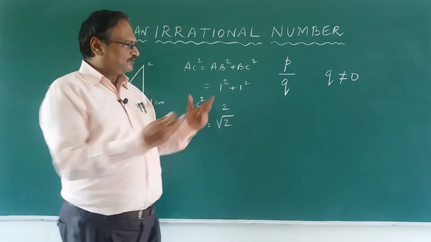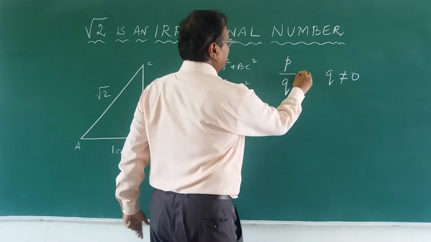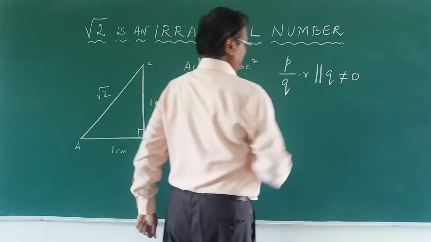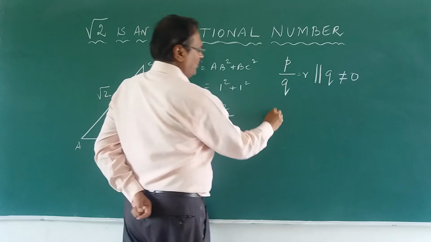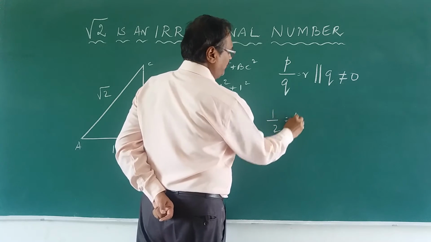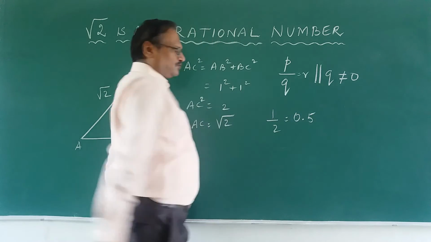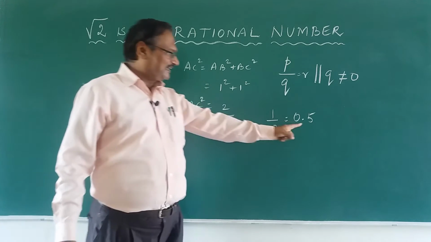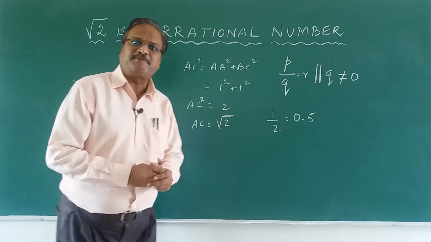So this is a rational number. I can call this a rational number R. Take for example 1 upon 2. What is 1 upon 2? 0.5. So this is a rational number and it is terminating.